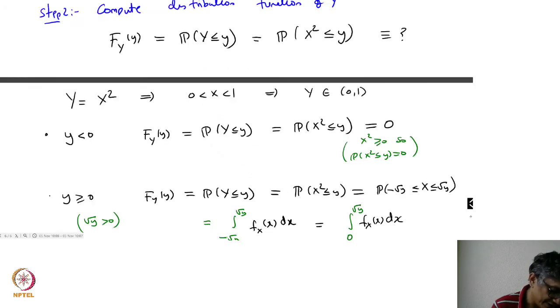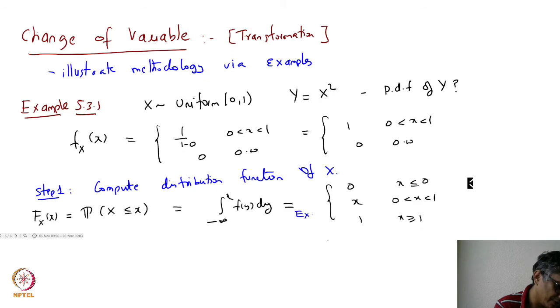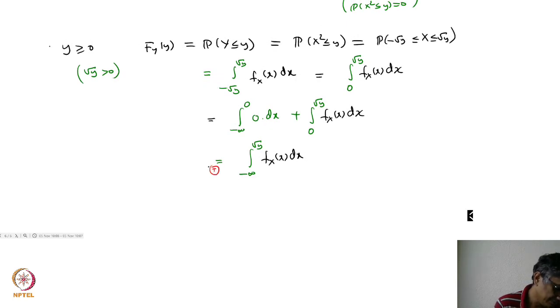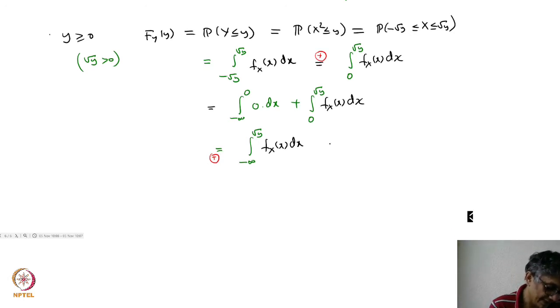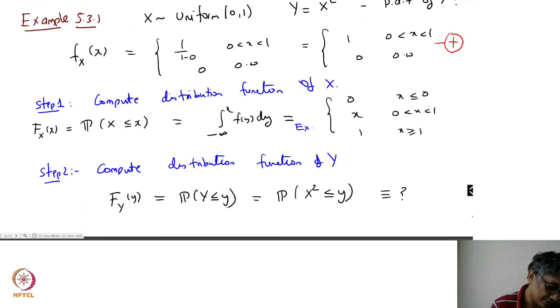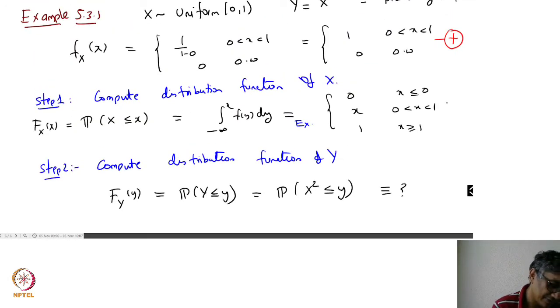So this is from this definition. I'm using this property right here. We call this plus. Here I've used the property identification again. But what is this now? This is the same as F sub X of root y. That's the definition of that. So now we know what that is. F sub X of root y, if you go look at this, let's call this plus plus.